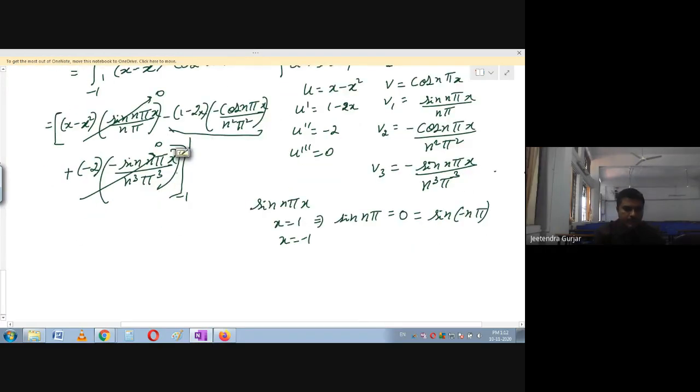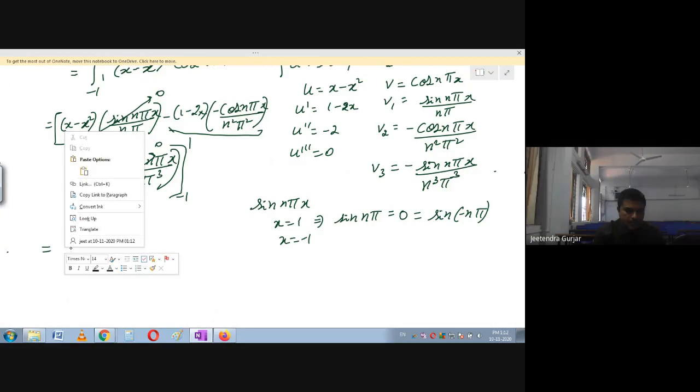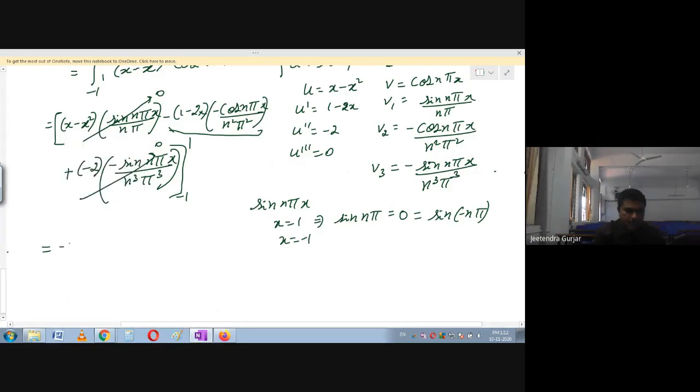Okay, let's simplify this. This is equal to minus. I will take outside, students, so there will be no confusion. Whatever terms are common, I am going to take outside. That is minus 1 upon n square pi is constant, I will take it outside. What you are going to substitute? 1 minus 2x I have to substitute here, and this is minus cos n pi x upon n square pi square. I have to substitute here the values as minus 1 to 1.